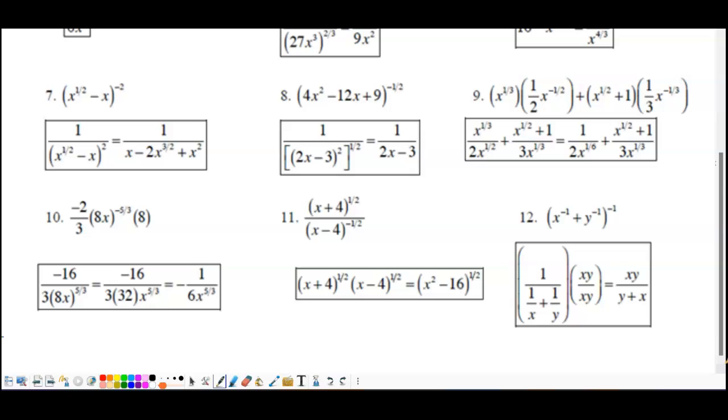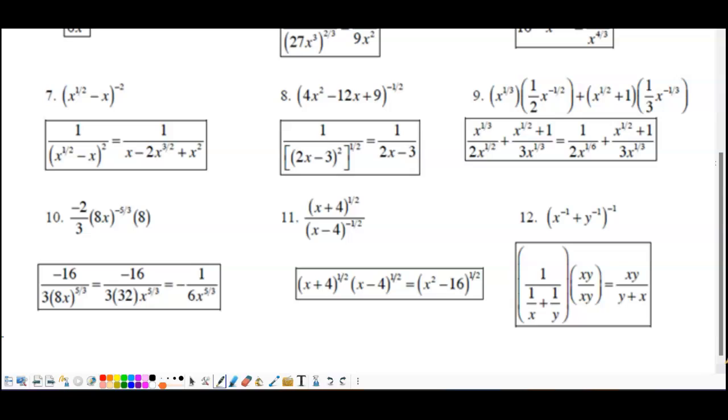Similarly, in number 8, a power to a power multiplies. So 2 times 1/2 becomes 1. Both go away and you get 1 over 2x minus 3. And then 9 was like a doozy. It took me many steps just to multiply the first 2 together, distribute the second one into the first 2, and then clean up all my exponents, multiplying them, adding them, etc.